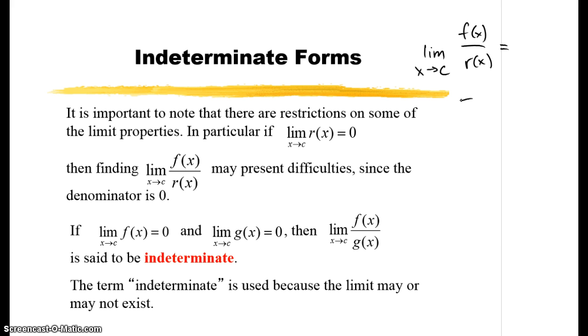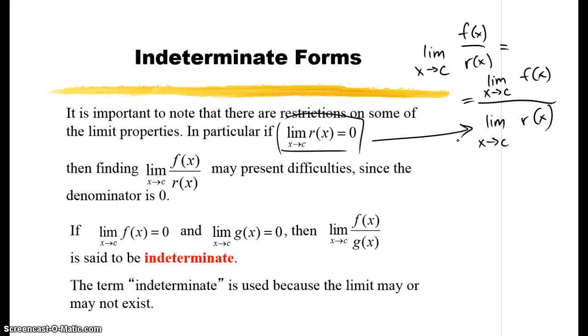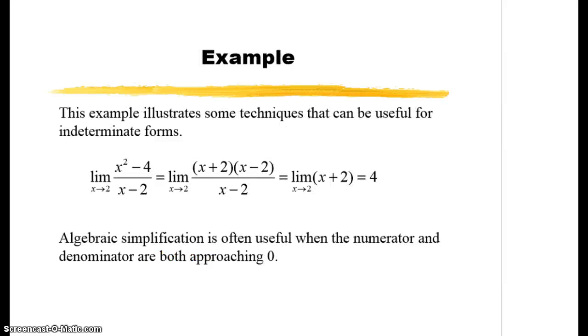This would be equivalent to saying the limit as x approaches c of f of x divided by the limit as x approaches c of g of x. And we're saying that the bottom one is 0, right? So you would be dividing by 0. Well, if it just so happens that the limit as x approaches c of the top, f of x, is 0, and the limit as x approaches c of some g of x, the bottom here, is 0, then the limit of that quotient, f over g, is what we call indeterminate. Okay, when we get a 0 over 0 limit, we say that it's indeterminate. The term indeterminate is used because the limit may or may not exist, so we have to be careful there.